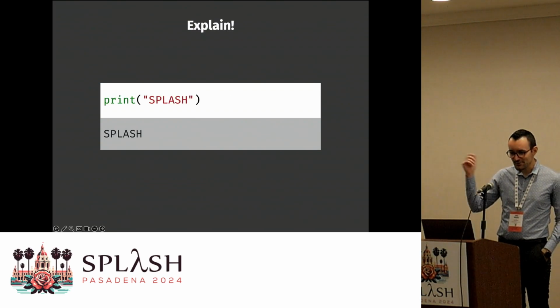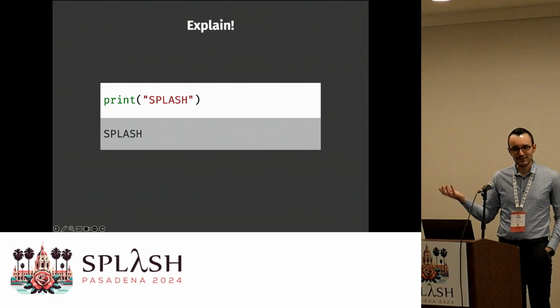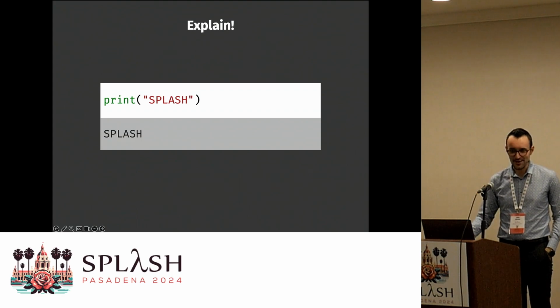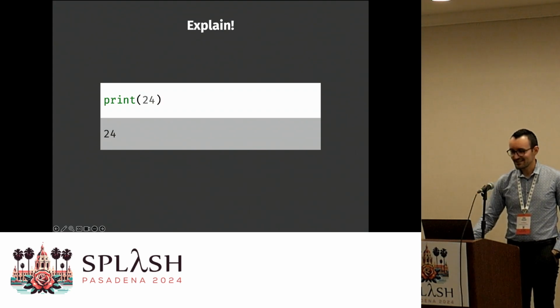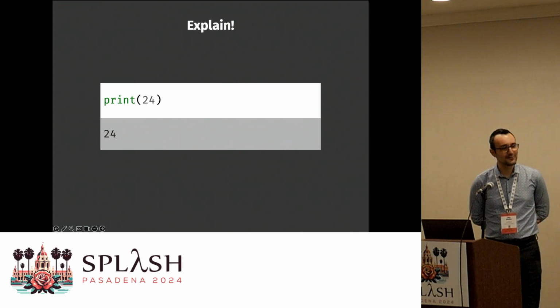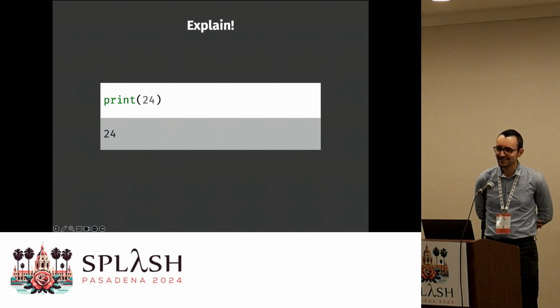So here is the first program. This program uses the print function with a string to output splash. Fair enough. Second program, who wants to give it a try? Right? But the point here is to explain why that is the output. What is the program doing?